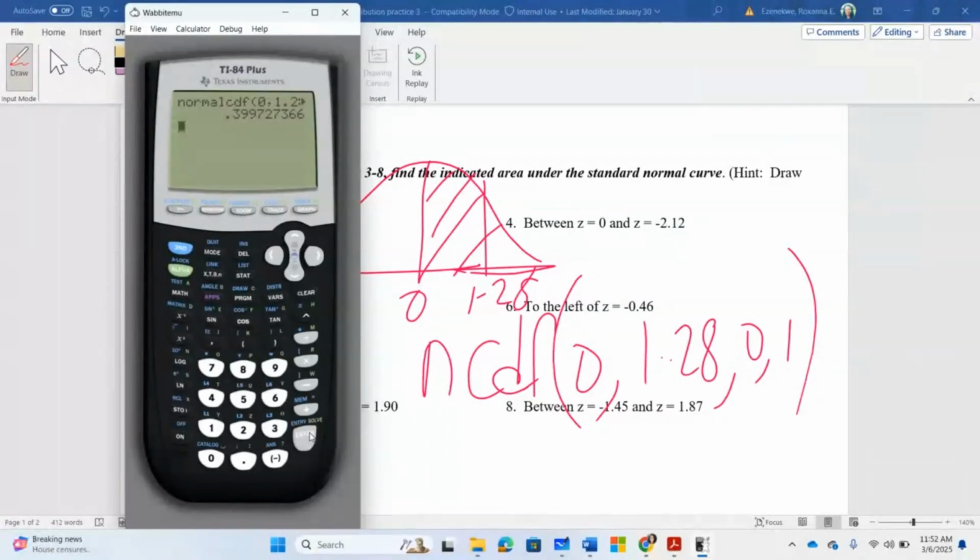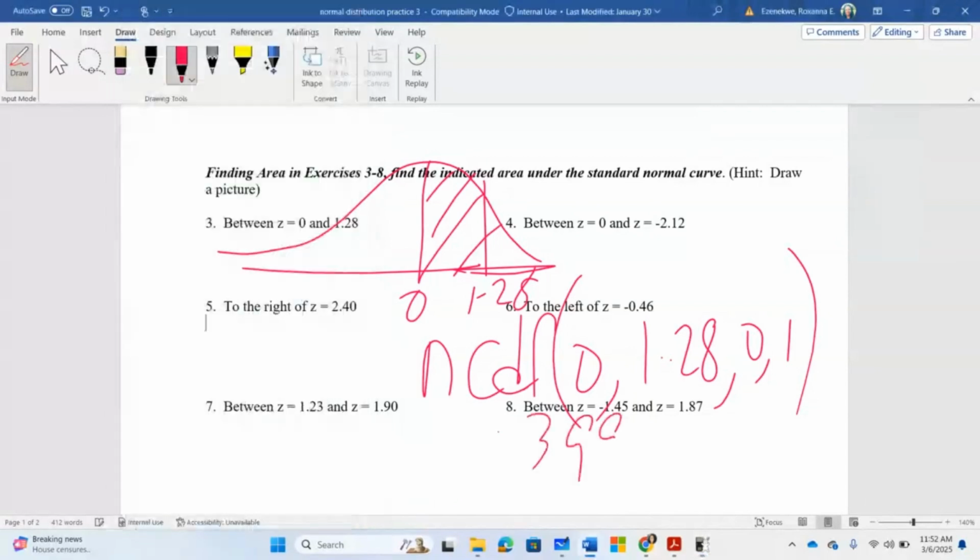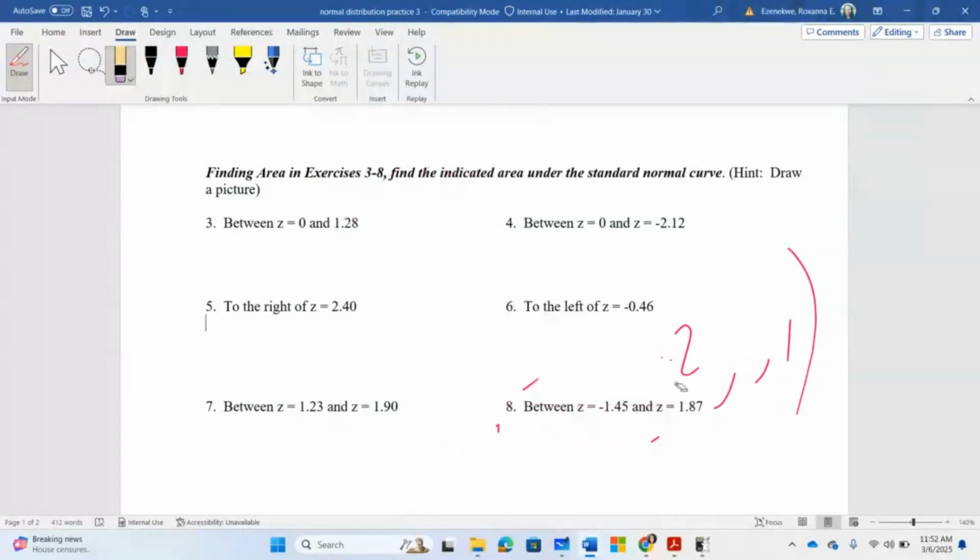0.3997. Okay, they didn't tell me the number of decimal points, so I can use 4 decimal points. 0.3997. Remember, you can also read the chart. Okay, so this is area between. So let's do area to the right, just to remind us that we already know this. So let's do area to the right in number 5.